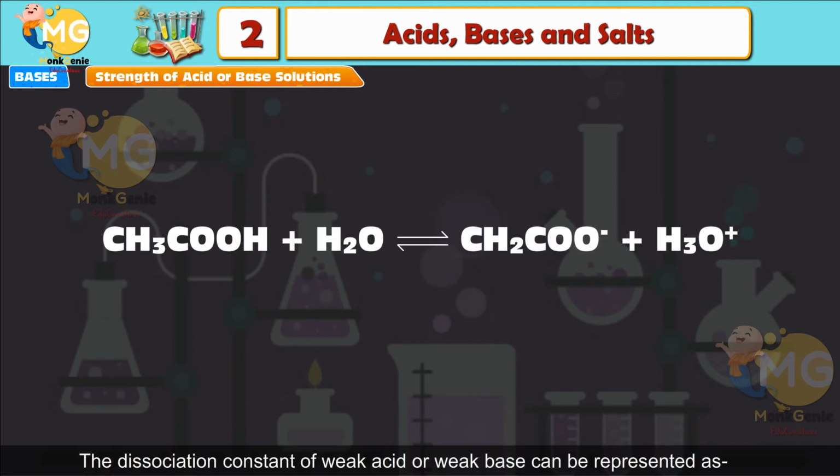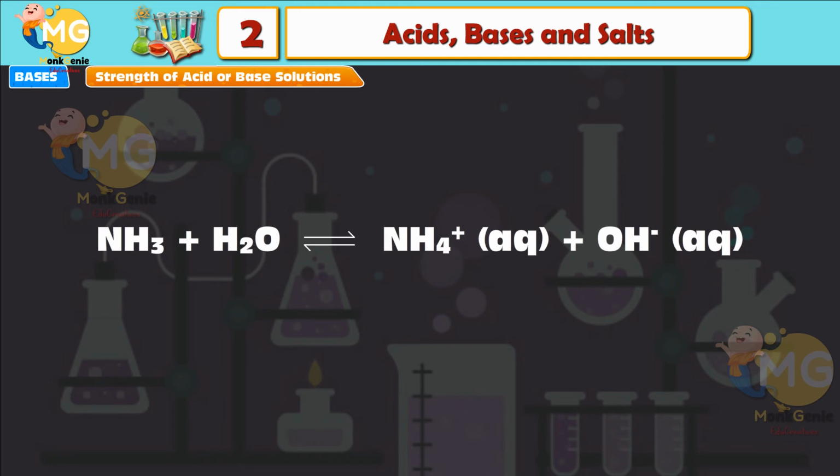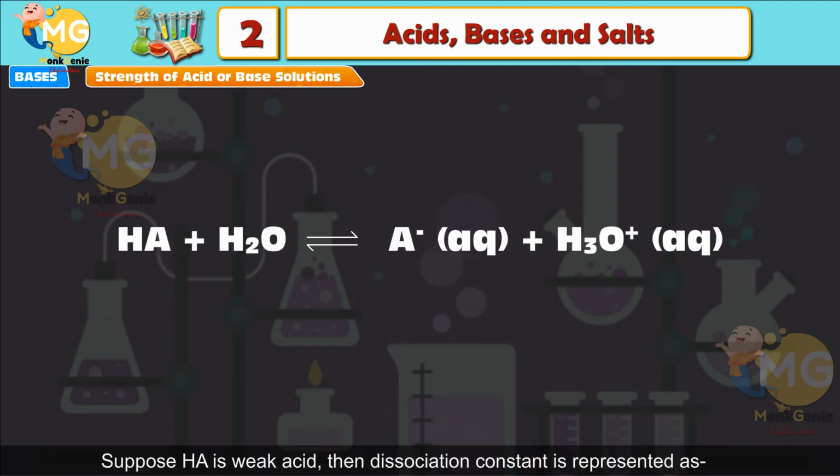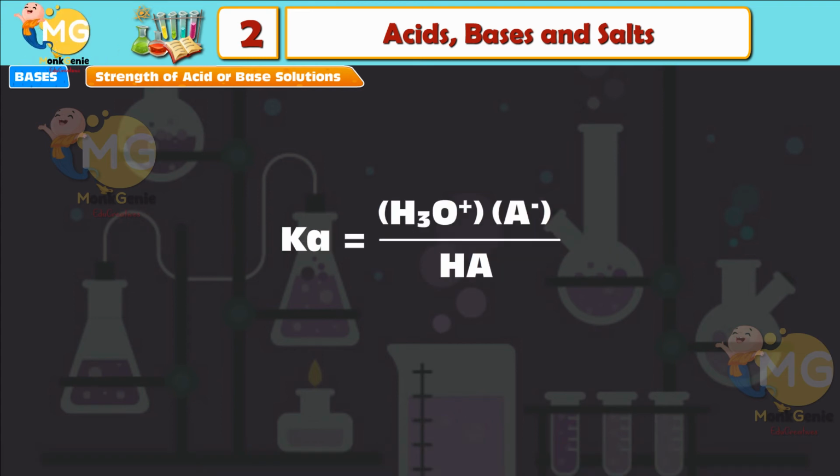The dissociation constant of weak acid or weak base can be represented as CH3COOH + H2O ⇌ CH3COO⁻ + H3O⁺, and NH3 + H2O ⇌ NH4⁺ + OH⁻. Suppose HA is a weak acid, then dissociation is represented as HA + H2O ⇌ A⁻ + H3O⁺, and K equals [H3O⁺][A⁻] upon [HA].